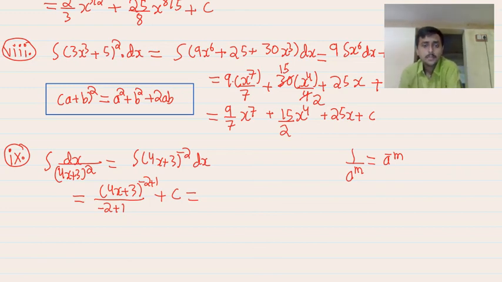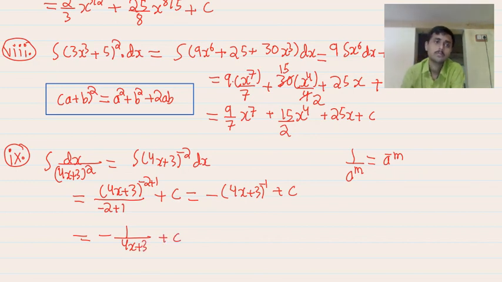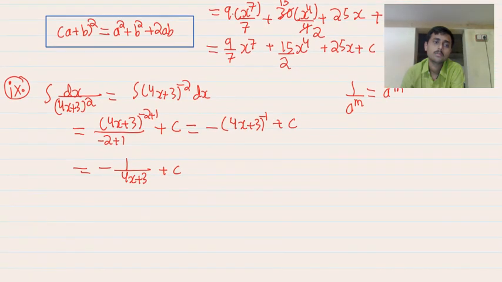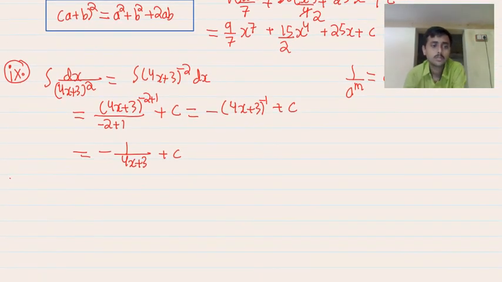So the last step will be, we have a minus sign here because of minus 1, and we have (4x plus 3) to the power minus 1 plus c. So this becomes minus 1 upon 4x plus 3 plus c. Now let's talk about the last question for this class. The last question for this class is integration of dx with respect to 3x square plus 16.